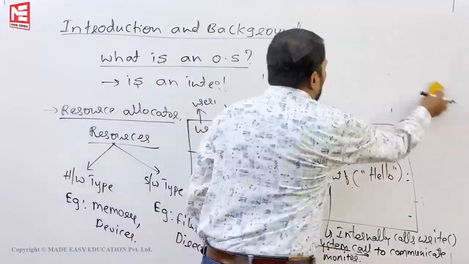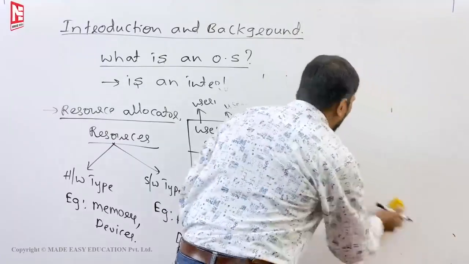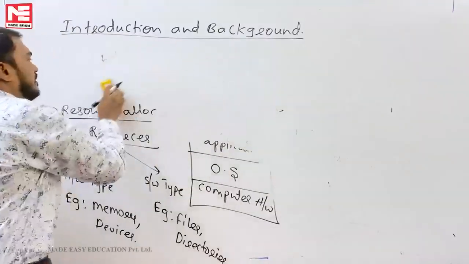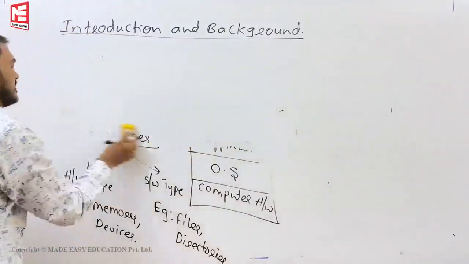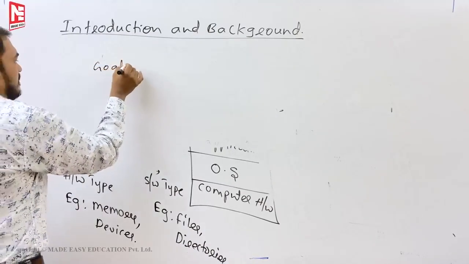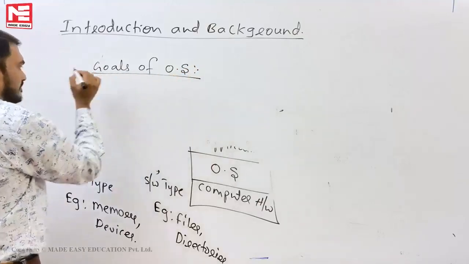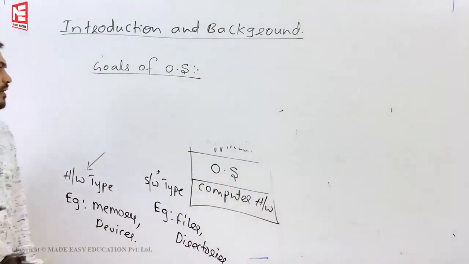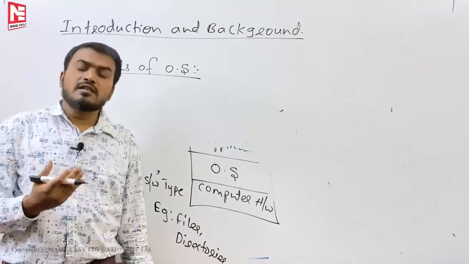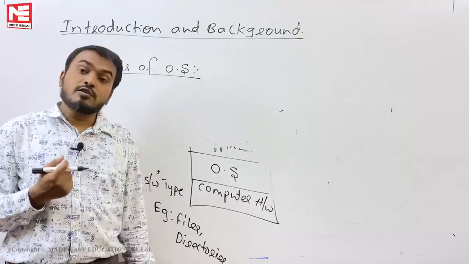Next, understand what is the goal of operating system. Note down. Next, goals of operating system. Goals of operating system in the sense what? When you are designing the operating system, what must be the goal of operating system? So what should be the purpose?